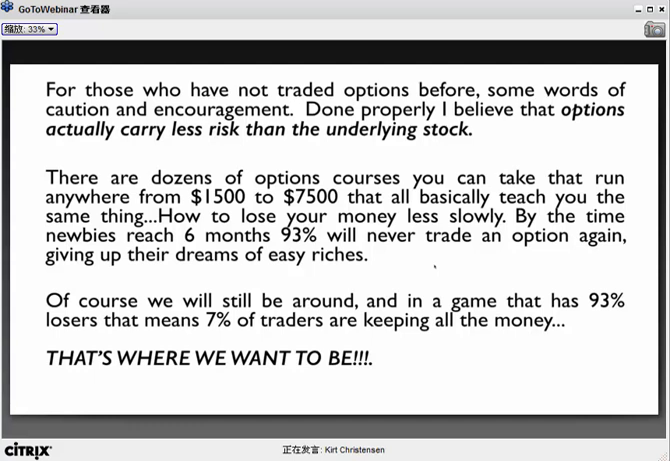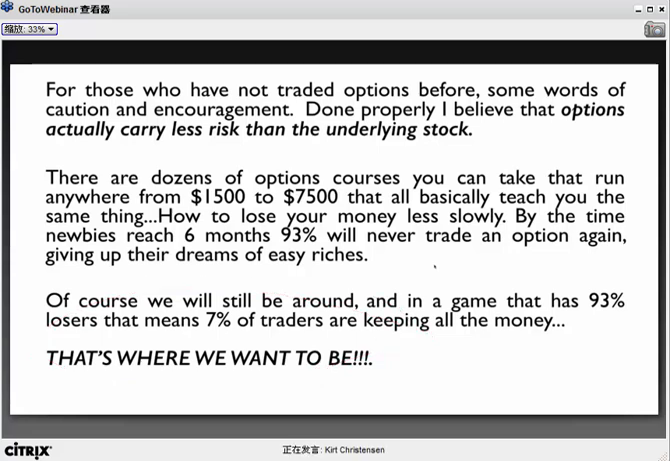By the time most newbies in options reach 6 months, 93% will never trade an option again, giving up their dreams of easy riches. Of course, we will still be there. I've been doing this for 15 years now. In a game that has 93% losses, that means 7% of the traders are keeping all the money. And frankly, folks, that's where we want to be.